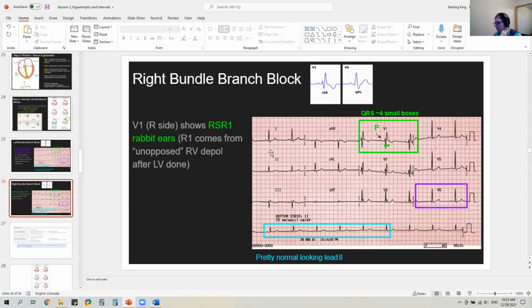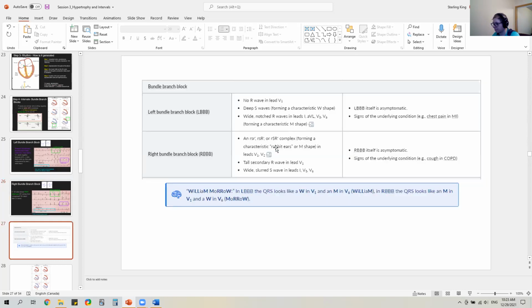And then right bundle branch block, it's got rabbit ears. So as soon as you see that wide QRS somewhere, perhaps it's not quite as obvious in this graph. Well, this is pretty obvious. It looks weird. You can see RSR, and that tells you, hey, this is probably right bundle branch block.